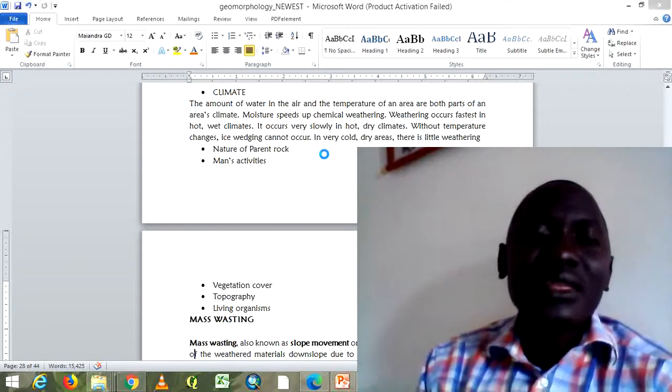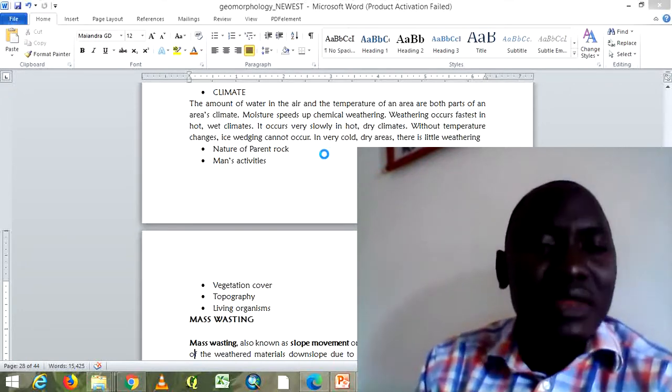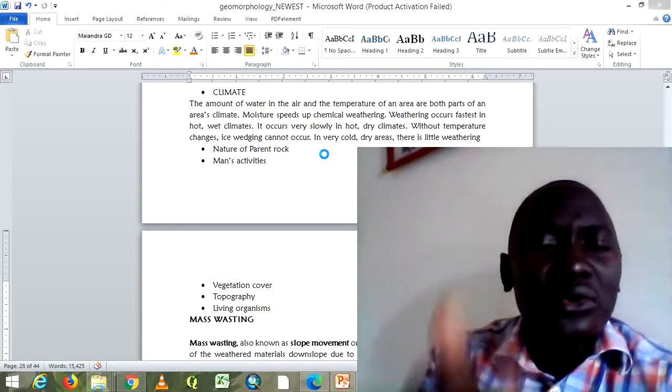Texture is the other property. Permeability. Do you allow water to go through or you don't allow?